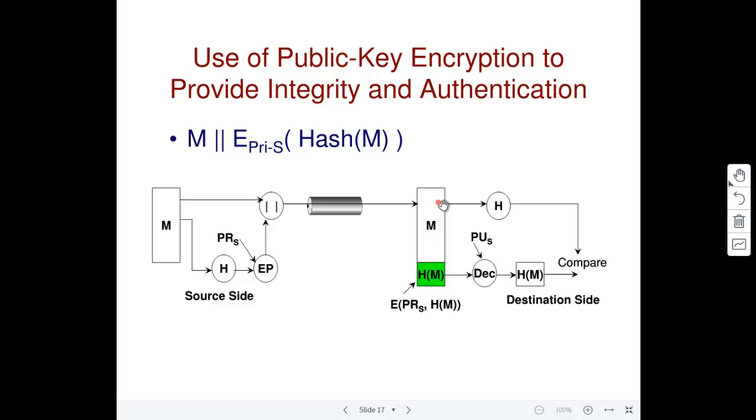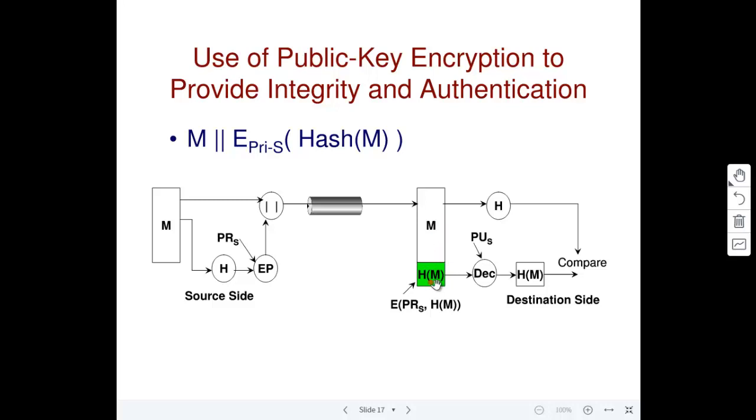When the receiver gets it, it will compute the hash value of the message, which is in plain text. It's not encrypted. The message comes as it is. So there's no confidentiality. Anyone who's listening to the channel can see what the message is. So we are not designing this for confidentiality.